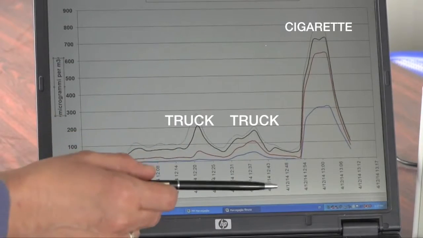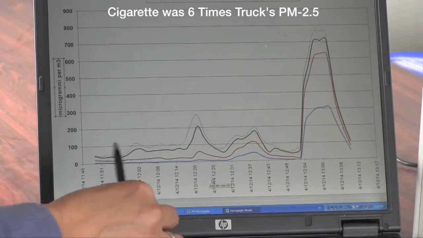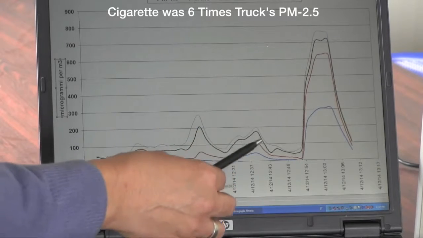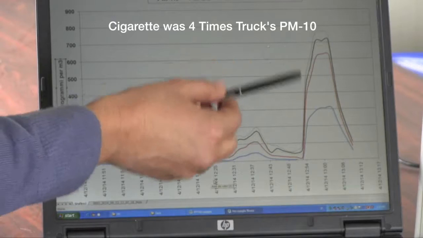Comparing the truck and the cigarette, the PM 2.5 peak from the cigarettes actually was 6 times the peak caused by the truck, and the PM 10 peak from the cigarettes was 4 times the peak from the truck.